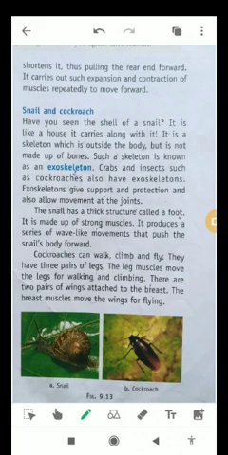The snail has a thick structure called a foot. It is made up of strong muscles. It produces a series of wave-like movements that push the snail's body forward.